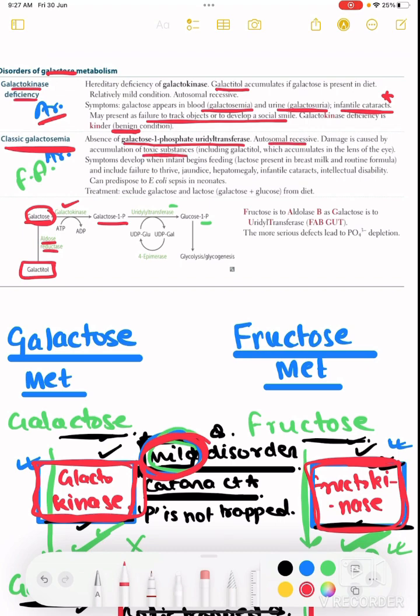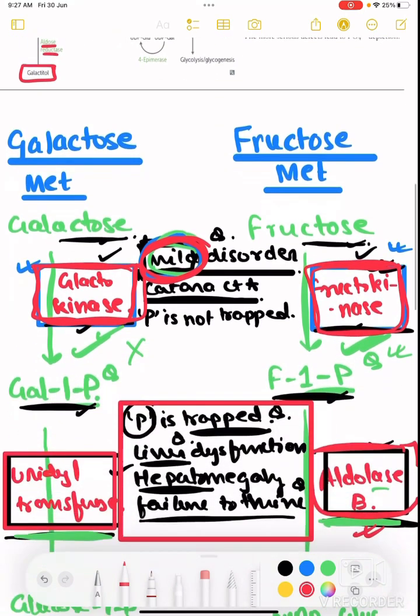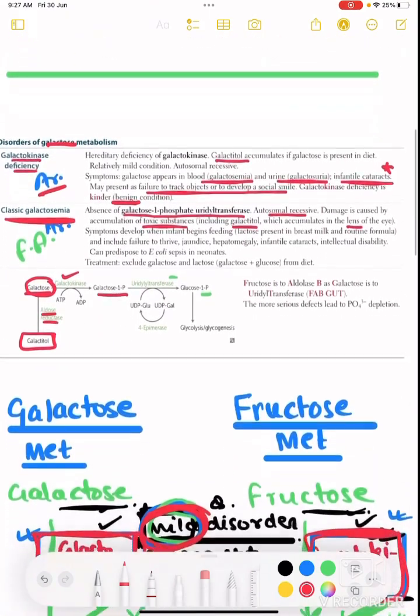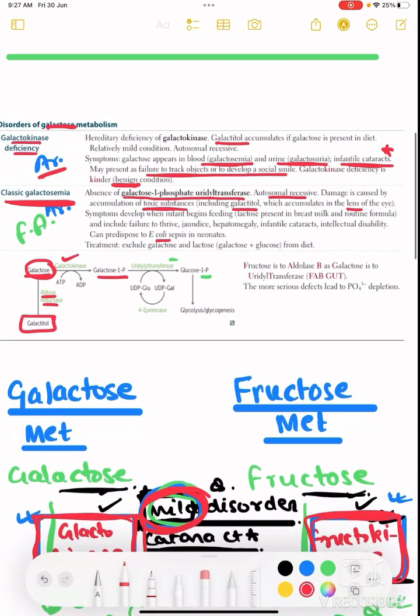Damage is caused by accumulation of toxic substances, including galactitol in the lens, right? In this particular disorder, galactitol will accumulate in the lens, and galactose 1-phosphate will also accumulate in the liver, right? So infants have vomiting after lactose from breast milk, and failure to thrive, neonatal jaundice, hepatomegaly, infantile cataract, intellectual disability. You can understand from the symptoms that these are not mild disorders, these are major disorders, right? And very important, a question was once asked from pedia: in neonates with classical galactosemia, what is the organism that causes sepsis? The answer is E. coli, right? So you have to remember E. coli. Treatment is, of course, you have to remove galactose and lactose from the diet.